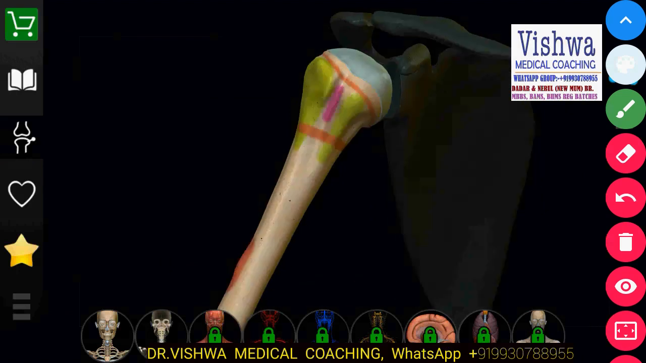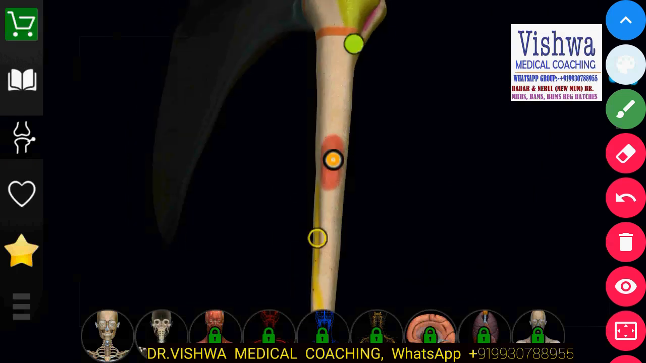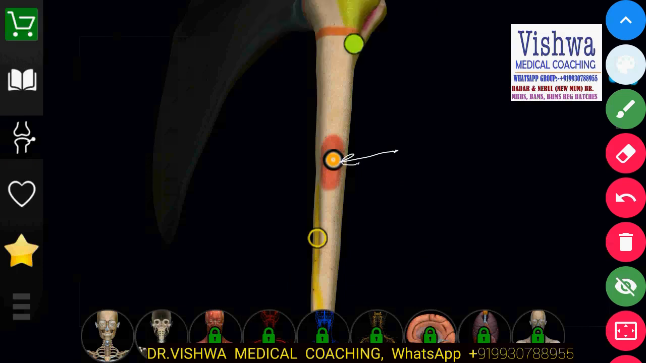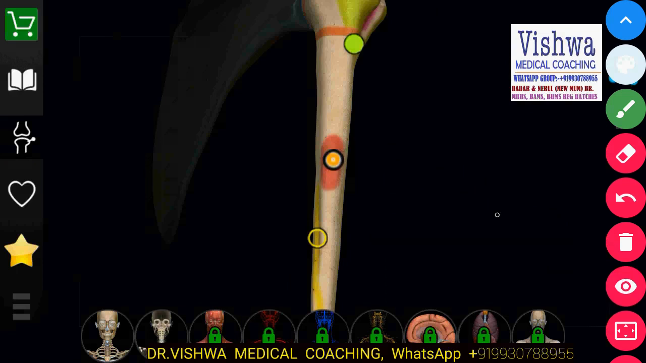Then we have a shaft. As you can see, the shaft is more or less circular. It is said to be triangular in nature. Here we have a small elevation in the shaft where the deltoid muscle is inserted, commonly also called the deltoid tuberosity. The deltoid tuberosity is the small elevation in the middle part of the shaft.